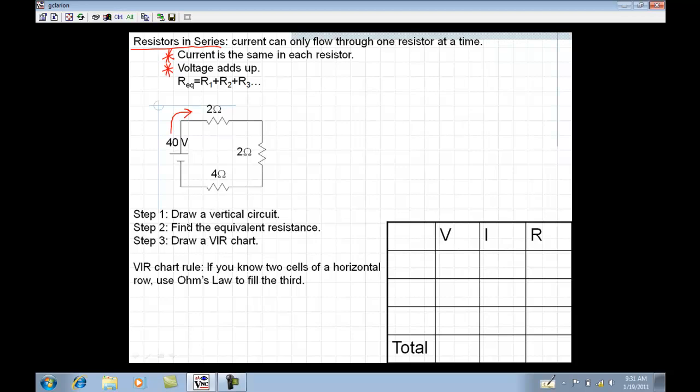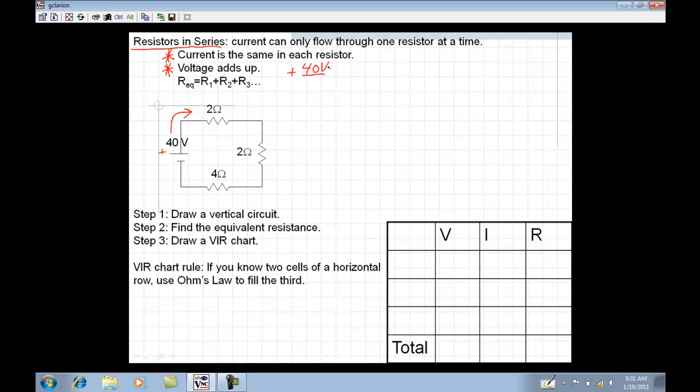So the first thing is to draw a vertical circuit. The vertical circuit is something a little unique, not necessarily to our class, but to solving these problems. But I think it's very important to draw them. So here's how I draw it. I'll take this circuit and start on the positive end, which is the longer end of the battery. I'll draw a line up here and label that the positive end. That's where the charge starts, and it's 40 volts.